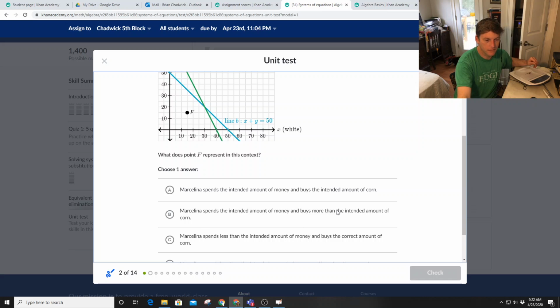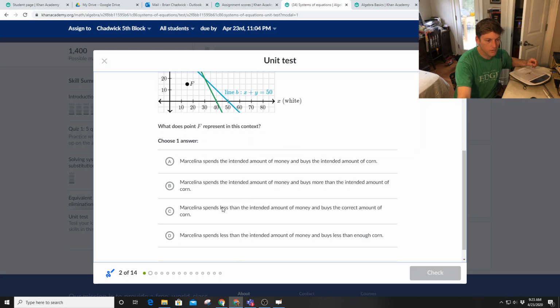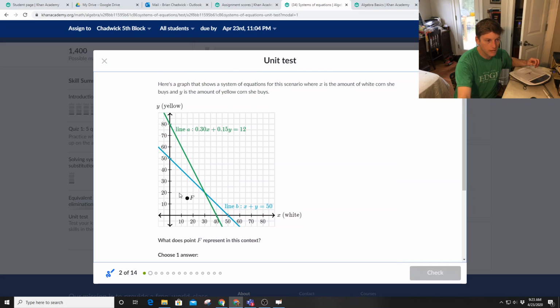Marcelina spends less than the intended amount of money but buys the correct amount of corn. Did she buy the correct amount of corn? Does it add up to 50? No, it looks like we have 15, 15, 30. Marcelina spends less than the intended amount of money and buys less than enough corn. So it looks like she spent less.